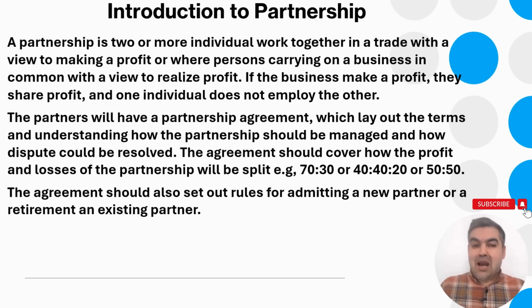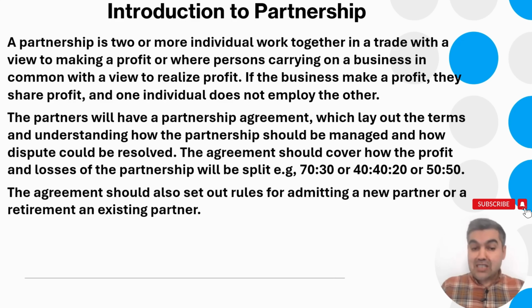Introduction to partnership. A partnership is two or more individuals working together in a trade with a view to making a profit, or where persons carry on a business in common with a view to realizing profit. So if the business makes a profit, they share the profit, and one individual does not employ the other. So they are partners. They work together to realize a profit and then share the profit.